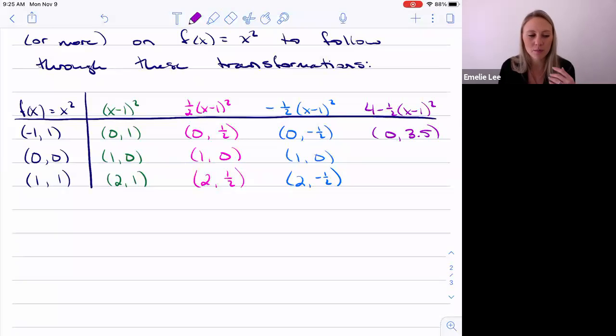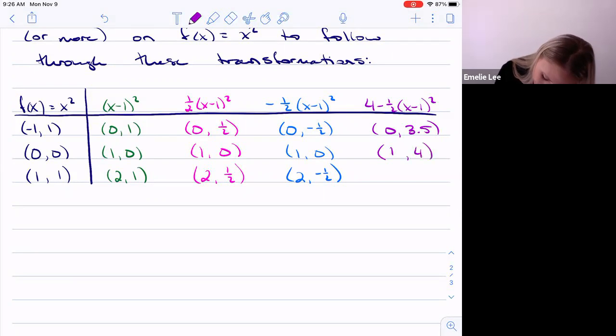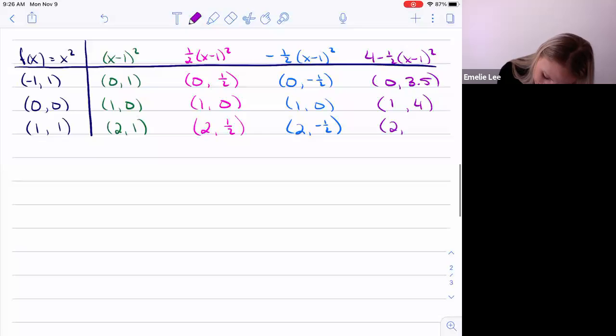You want to be careful, because if you're not landing on an exact number, then you're rounding and it just depends. But usually if we're graphing, we can use decimal approximations. 1, so x is still 1, but the 0 gets bumped up to 0 plus 4, which is 4. And 2, negative 1/2 is also going to get bumped up to 3.5. Okay.